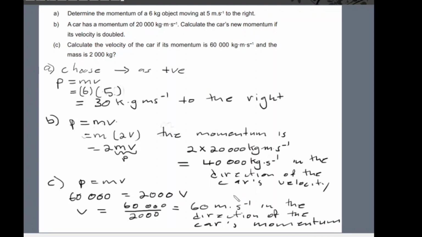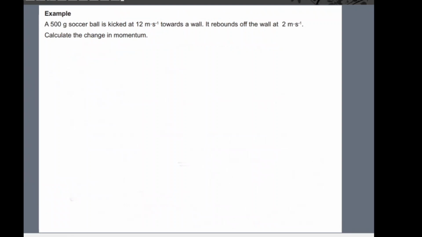Right. So yeah, that is my example, and then let's do more examples. Okay, let's look at another example. So here it says a 500-gram soccer ball is kicked at 12 meters per second towards a wall. It rebounds off the wall at 2 meters per second. Calculate the change in momentum.